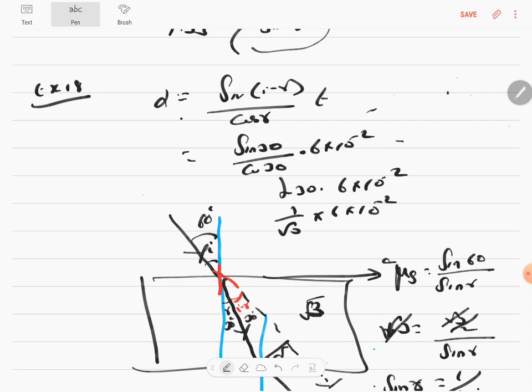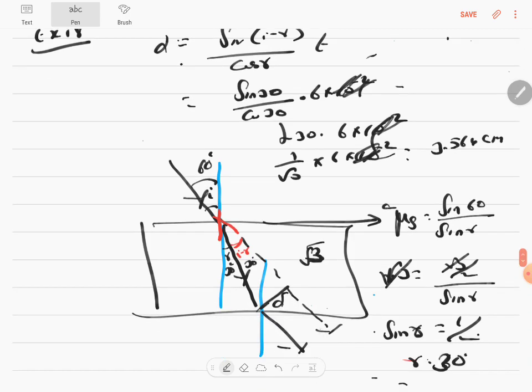So that will give you your answer. They have given it here in centimeter, but you can also keep it in centimeter if you want to keep it in centimeter. And you can write the answer as 3.564 centimeter. And if it's meters, into 10 to the power minus 2. So I hope you understood.